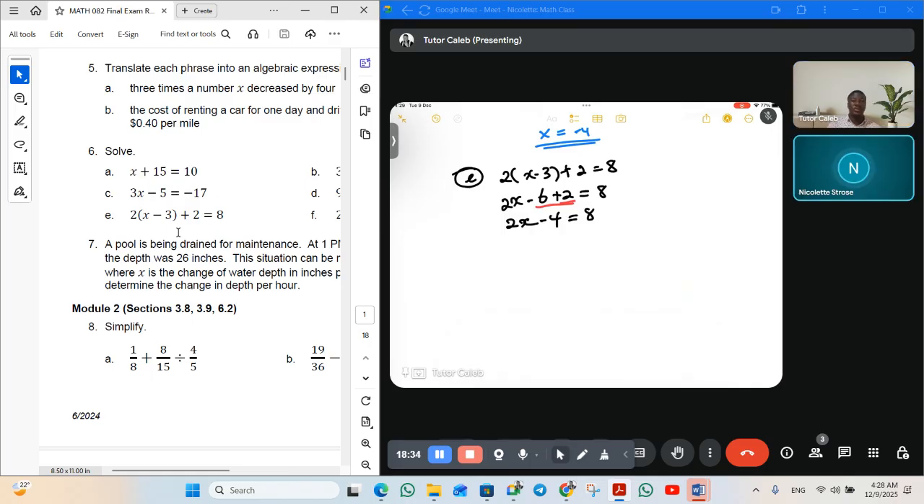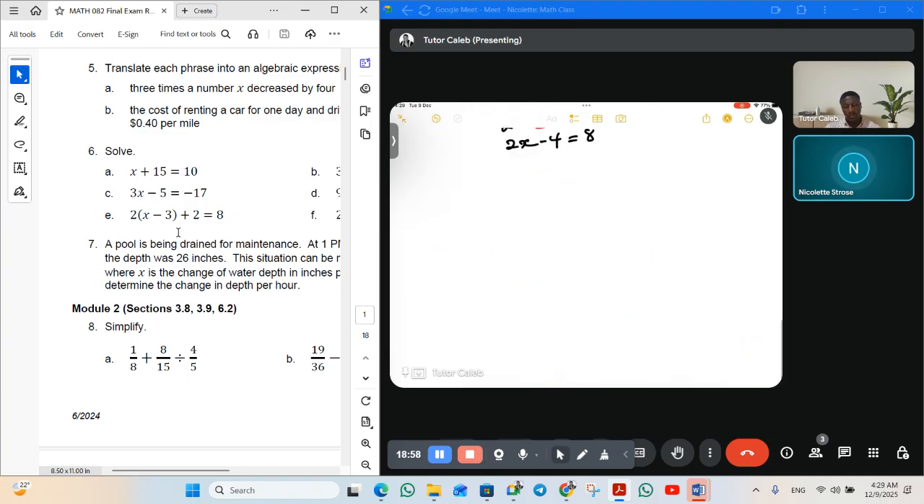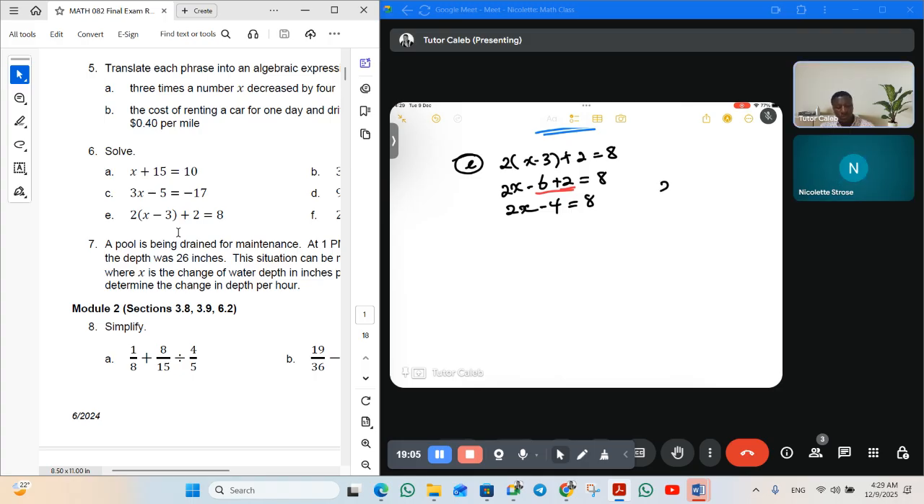And if we don't do that, will we still get the same answer or no? If you don't compute 6 and 2... well, I can't say what we did in number 1, because if these were in different places, I did it wrong. For example, if you had 2 plus 2x minus 6 equals 8.